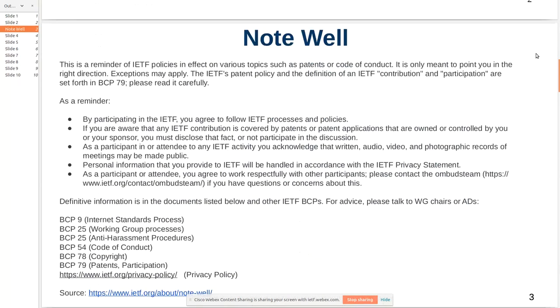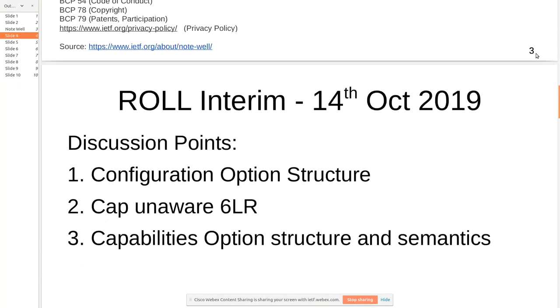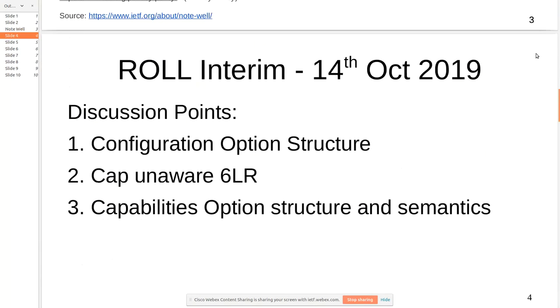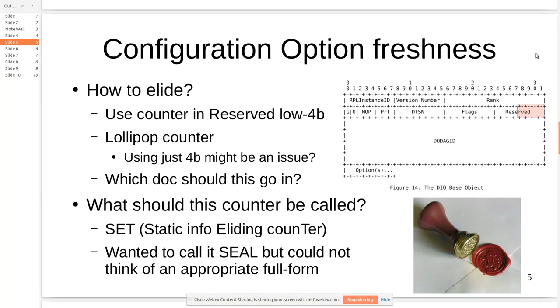We are not going to read the Notwell, but this meeting is aligned with it. Please be aware of that. So these are the discussion points proposed for Raul: the configuration option structure, what we do with the capabilities and aware sys and error, and the capabilities option structure and semantics. So Raul, do you want to take a bit of this?